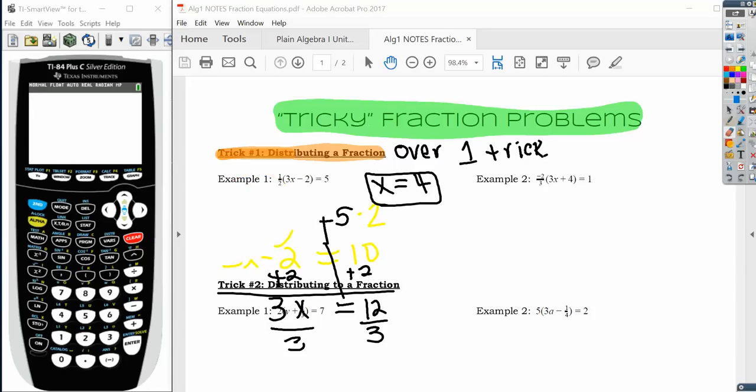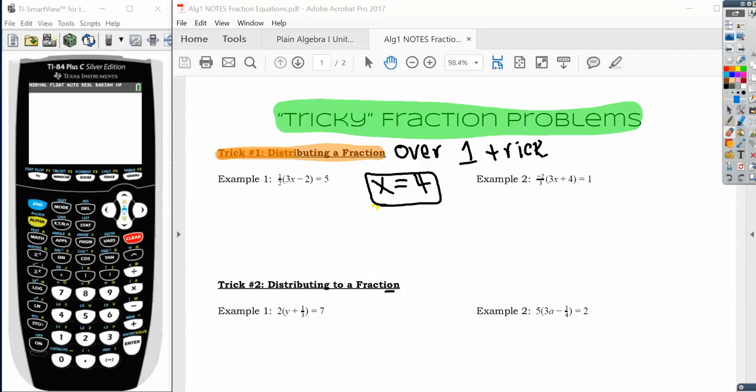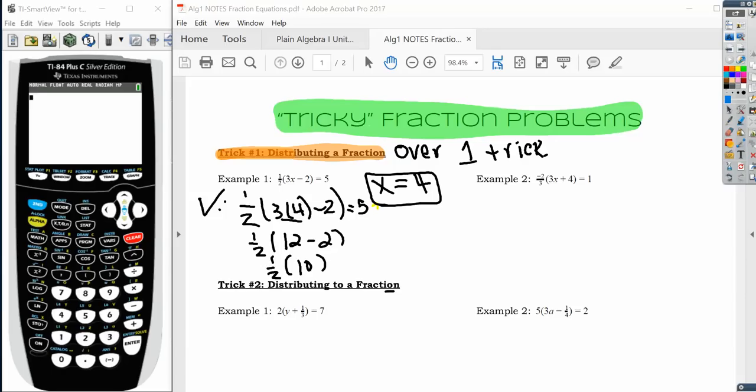Now if I go through and erase, I want to check 4, just so I show you how I check. I would do 1/2 times 3 times 4 minus 2 equals 5. If I follow PEMDAS, 3 times 4 is 12. 12 minus 2 is 10. And 1/2 of 10 is, sure enough, 5. So it works.